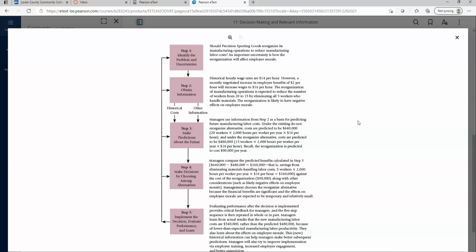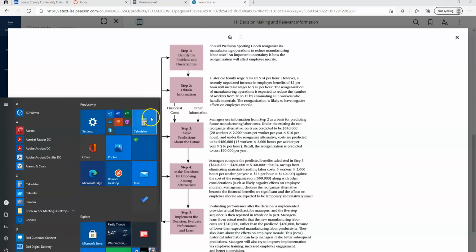So we get all the information, then we make predictions about the future, step 3. We're going to use the information from step 2. All the information we gained, we're going to predict future manufacturing labor costs. Under the existing do not reorganize alternative, costs are predicted to be $640,000 per year, and under the reorganization plan, they should be $480,000 per year. So in other words, there's going to be a big difference here. And then also the cost to reorganize is going to be $90,000.